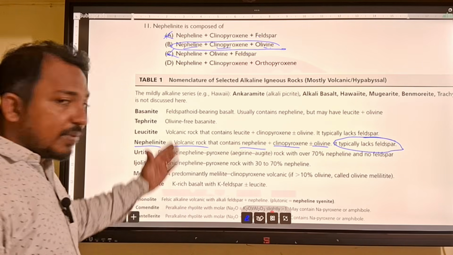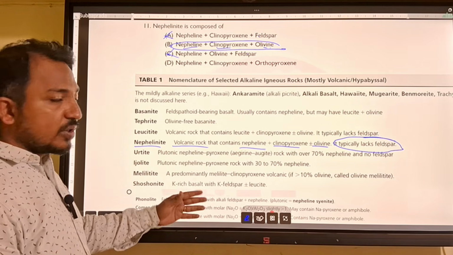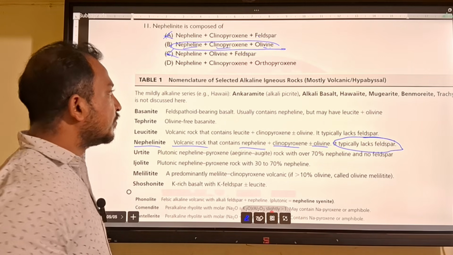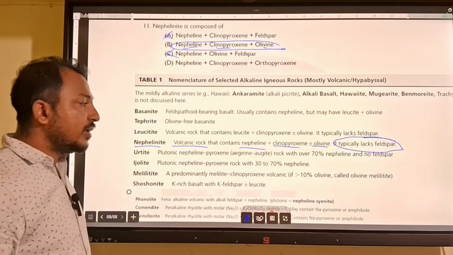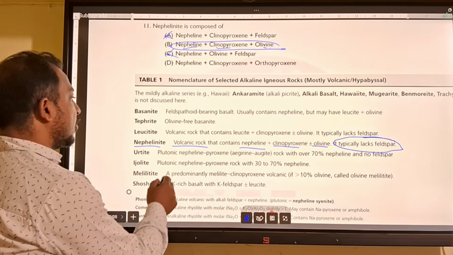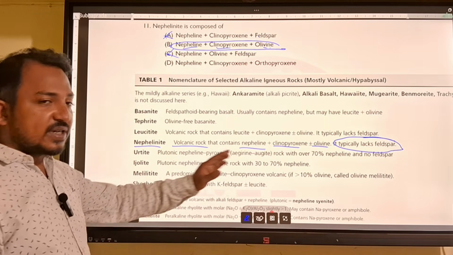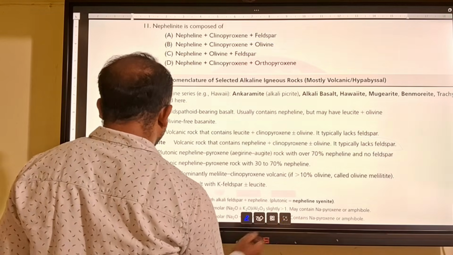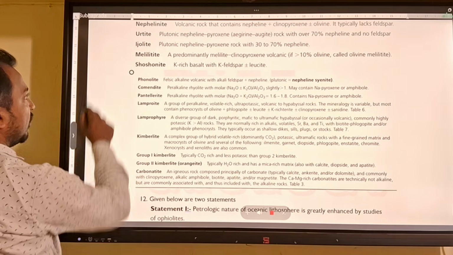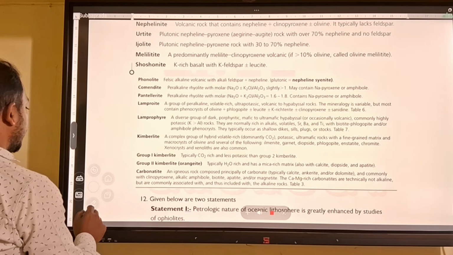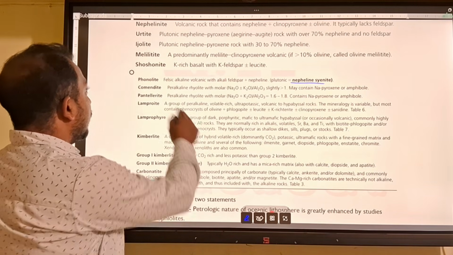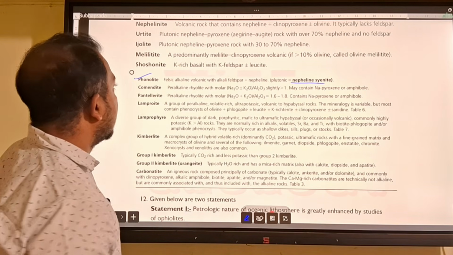Then these are other types of rock. So try to remember all these compositions. A question might ask from this, like basanite, it is feldspar bearing basalt. Then tephrite is olivine free basanite. Ijolite is important, it is a plutonic nepheline pyroxene rock with 30 to 70% of nepheline. Then we have phonolite, it is also an important volcanic rock, it has a plutonic equivalent of nepheline syenite. You will find it in the TAS classification.